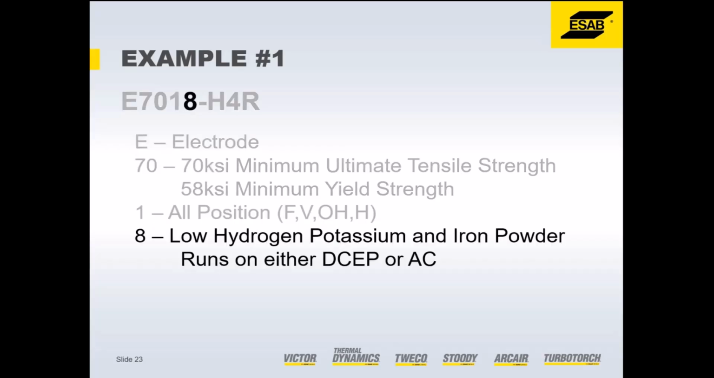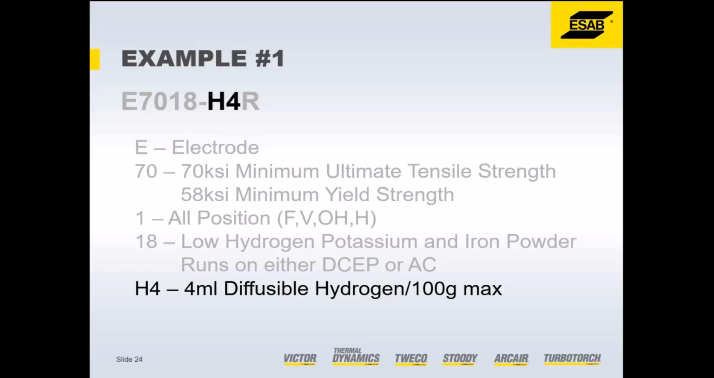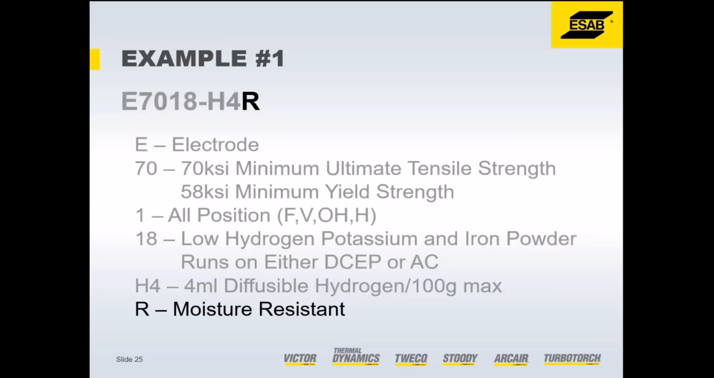The 8 is your low hydrogen potassium and iron powder electrode, and it could run on either electrode positive or AC. It has a H4 designation, so it has 4 milliliters of diffusible hydrogen as a maximum. And then the R is your moisture resistance.